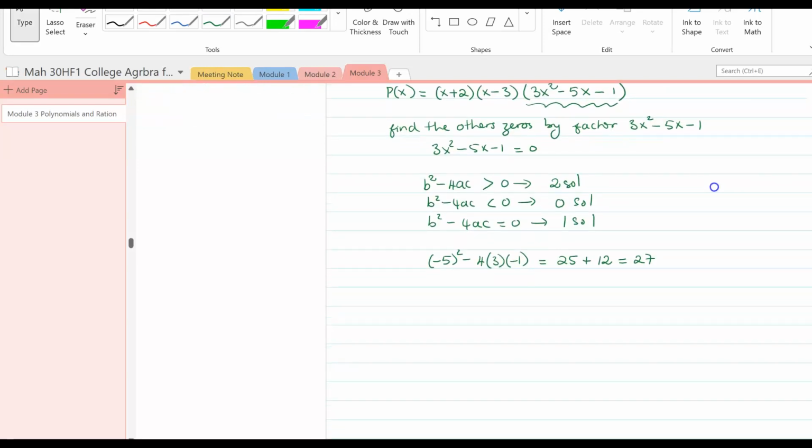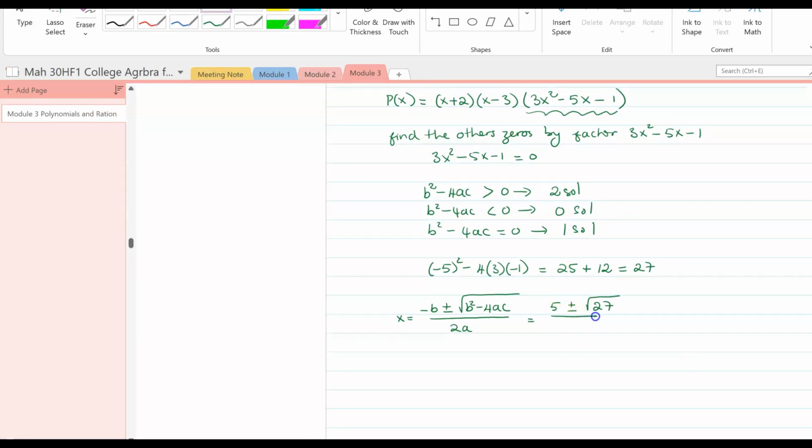So let's solve for the two solutions using the quadratic formula. x equals negative b plus or minus the square root of b squared minus 4ac, divided by 2a. That is 5 plus or minus the square root of the discriminant, divided by 2a. So that is 2 times 3, which makes 6. So that is 5 plus or minus the square root of 37 divided by 6.